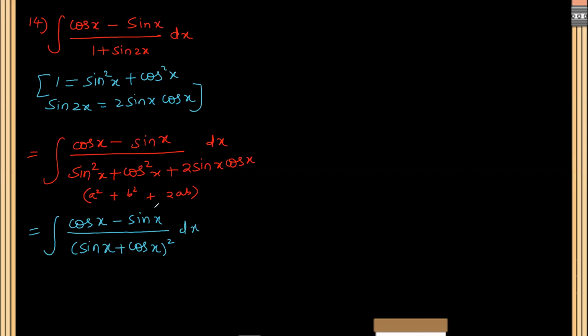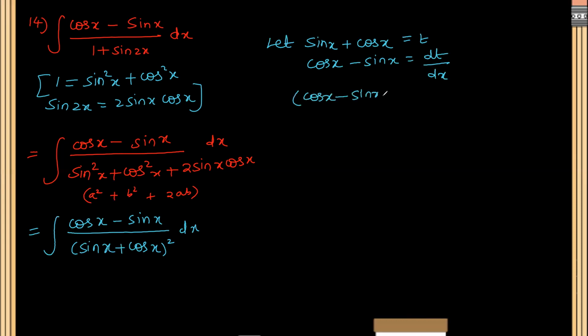Now also we cannot directly cancel the terms or make use of other formulas. It's difficult here. So we try to use the substitution method. Let's take the denominator as t. So sin x plus cos x as t, differentiating both sides with respect to x. Sin x becomes cos x, cos x becomes minus sin x, and differentiation of t becomes dt by dx. Cross multiplying, we get (cos x minus sin x) into dx will be equal to dt.